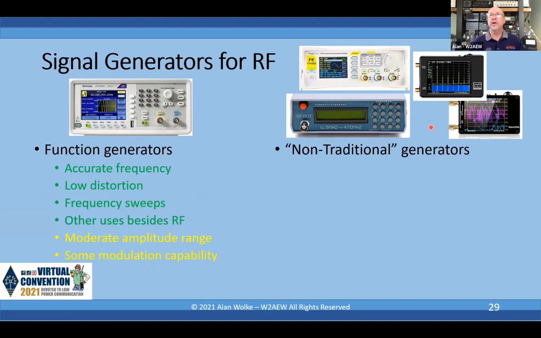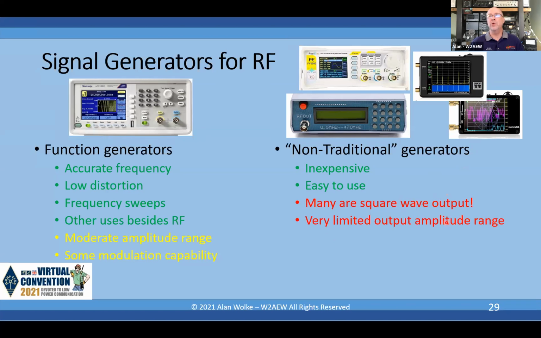Now, your non-traditional, non-professional generators are generally very inexpensive and easy to use. Again, just be careful, like the early NanoVNAs that had a square wave output, and sometimes don't have any adjustability on the output amplitude or have a very limited output amplitude adjustment. So you want to be sure that you know what the amplitude range is and think about that with respect to what you might need for the things that you're going to be testing. Sometimes they'll have limited or no modulation capability at all. So that's kind of where they all stand.